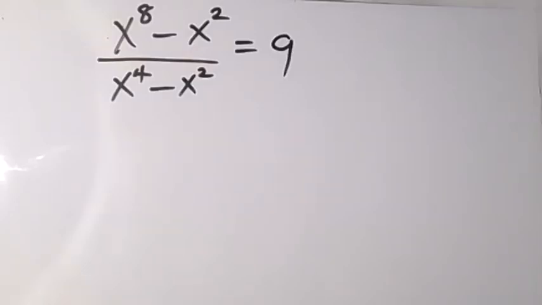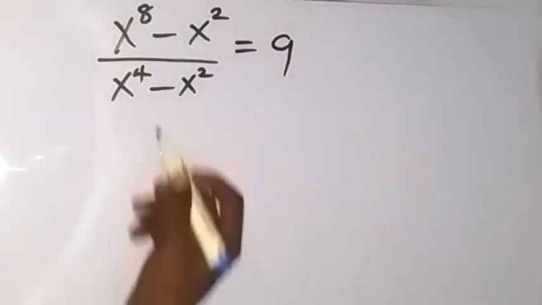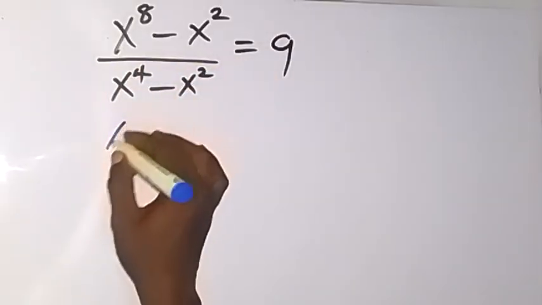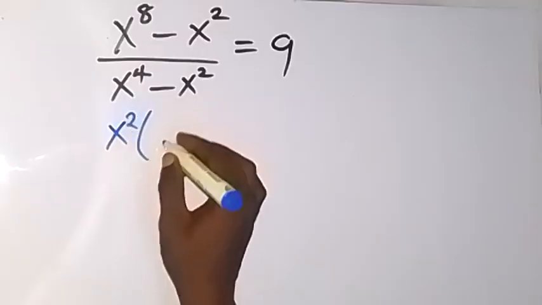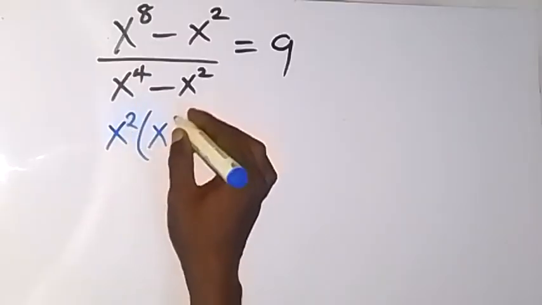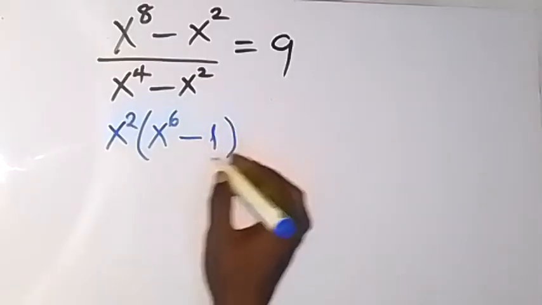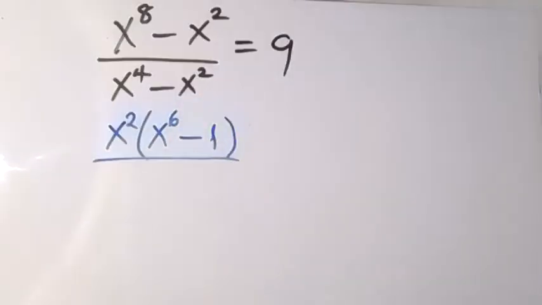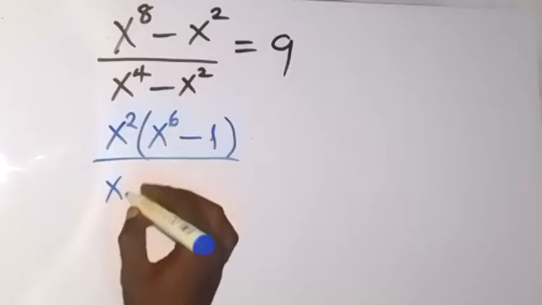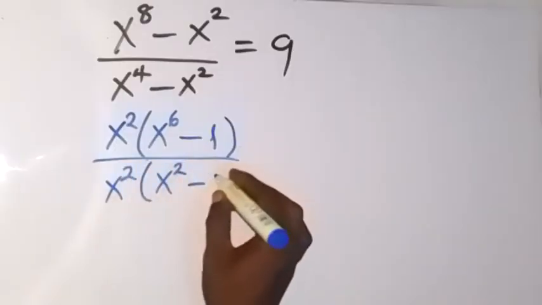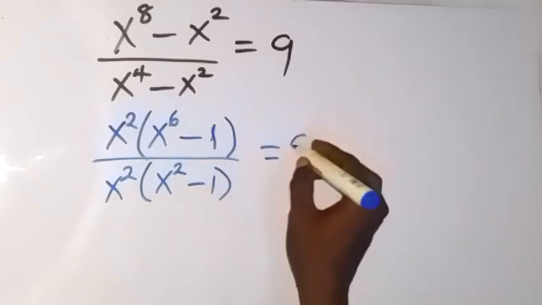Here we want to find the value of x in this exponential equation, and here let us factor x squared out from what we have up. Then we can say this is x squared into bracket, remain x raised to power 6, then minus 1 left here. So also the same thing here, let's factor x squared out. We have x squared into bracket, x squared left here, then minus 1, then equals to 9.